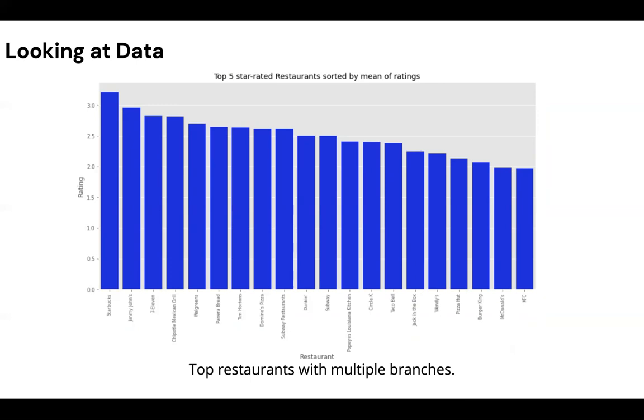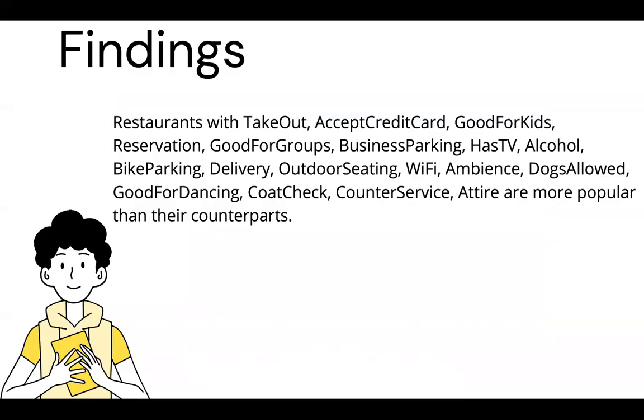In the next slide for findings, after looking at a lot of faceted plots, we conclude that restaurants with features like takeout, accept credit card, good for kids, reservation, good for groups, business parking, has TV, alcohol, bike parking, delivery, outdoor seating, Wi-Fi, ambiance, dogs allowed, good for dancing, coat check, counter service, attire are more popular than their counterparts. So if you're starting a new restaurant in this region, make sure your restaurant has most of the listed attributes.